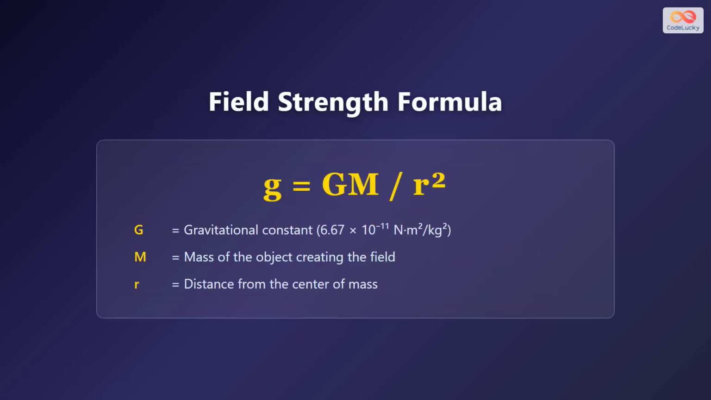There's another way to calculate gravitational field strength using the formula g equals G times M divided by r squared. Let's break this down. G is the universal gravitational constant, which has a value of 6.67 times 10 to the power of negative 11 Newton-meter squared per kilogram squared. M represents the mass of the object creating the gravitational field. And r is the distance from the center of that mass to the point where we're measuring the field strength. This formula shows us that the field depends on both the mass of the object and how far away we are from it.